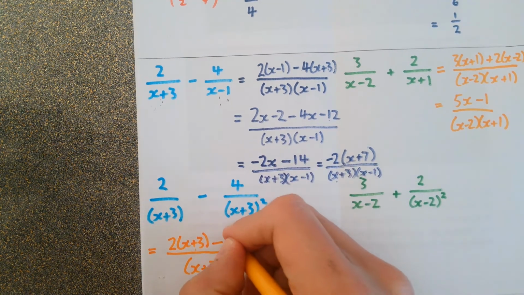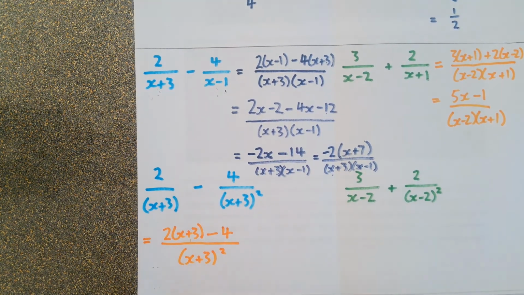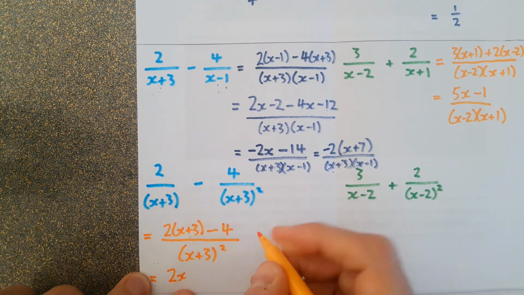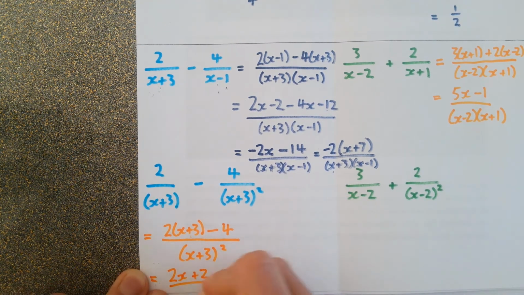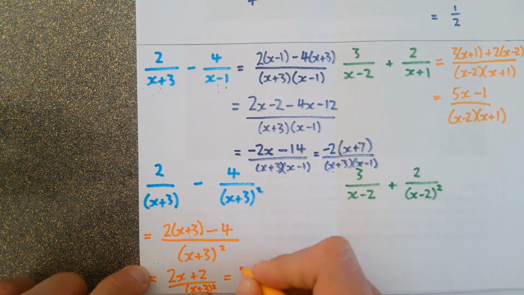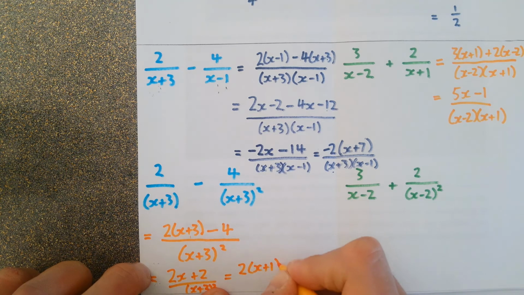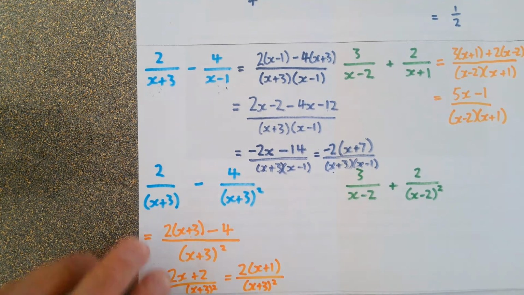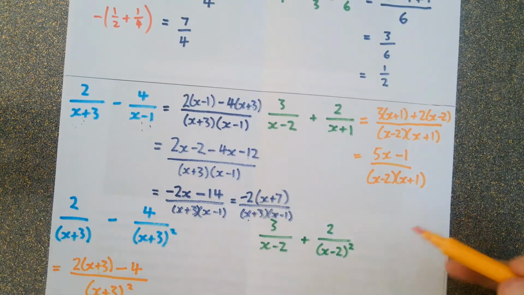And this one is already over that x plus 3 squared, so that becomes a minus 4. So we get, and again I won't bother writing it out in full, 2x plus 6 minus 4, so plus 2 over x plus 3 all squared, which if you really wanted to, you could factorise the top. Always a good idea to factorise, like I say, where you can. Okay, you have got this one.